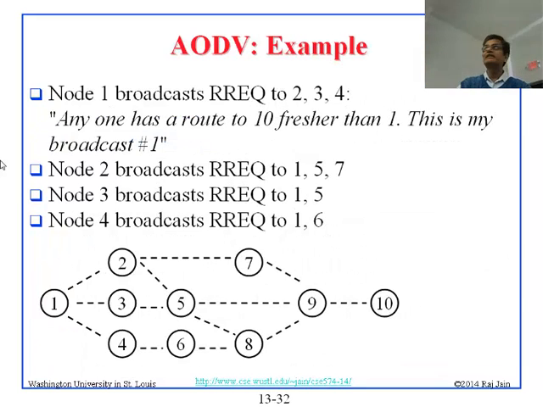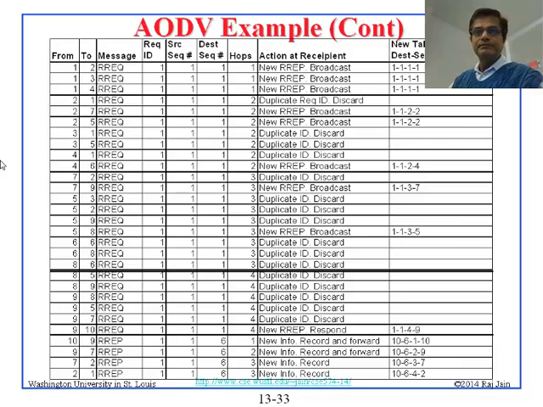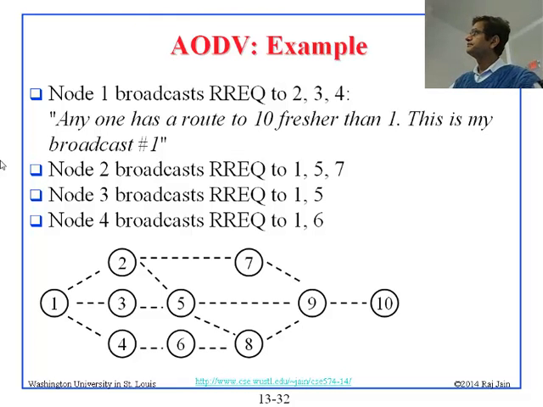So now let me give you the AODV example. Now node 1 wants to find the path for node 10. It doesn't know it. It has no information. The network just initialized. Nobody knows anything. So node 1 says to who? 2, 3, and 4: can you please find a route to 10 with a number greater than 0?